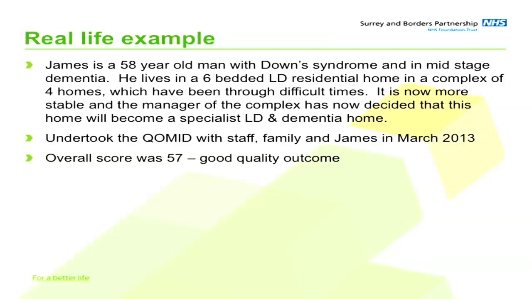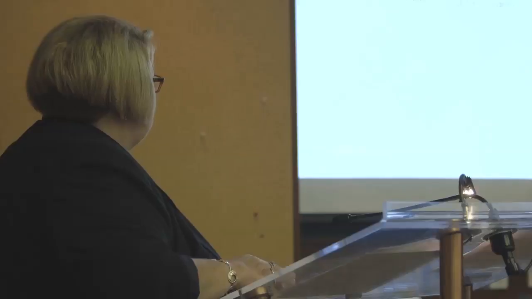So James is a 58-year-old man with Down syndrome who was in mid-stage dementia when we started using the QOMID with him. In fact, he's moved since then. He lived in a 6-bedded residential home, which was a complex of 4 homes, which had been going through some difficult times. We'd done a lot of work with the home and with the manager, and they decided this particular house would be a specialist learning disability and dementia home. So we'd been in and done lots of work with the staff, we'd done staff training, we'd looked at the environment, and things were getting better.